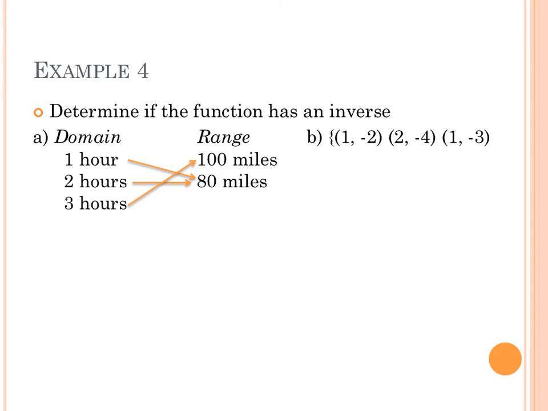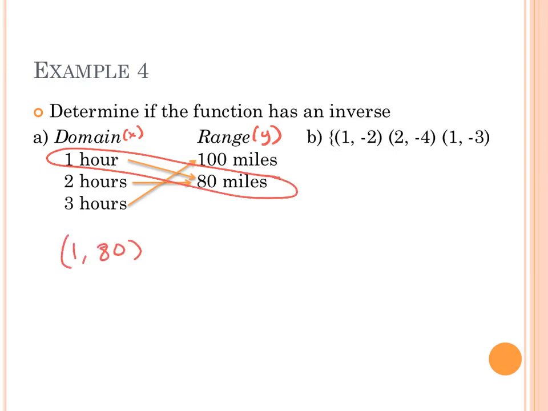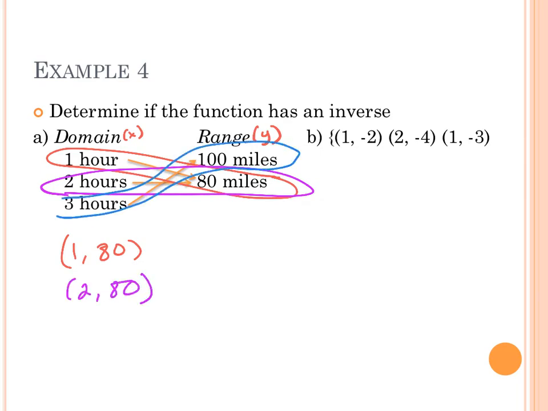Okay, now I'm given an x and y chart. The A is domain and range. So think about it. Domain is your x, range is your y. If the chart itself confuses you, then write it out in coordinate points. So this first arrow says 1 hour goes with 80 miles. The second arrow says 2 hours goes with 80 miles. The third says 3 hours goes with 100 miles.